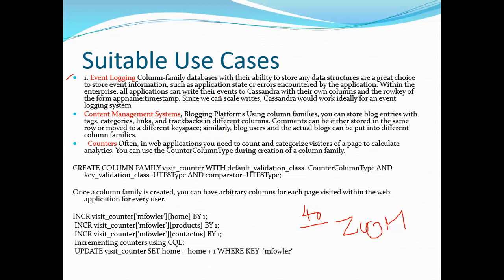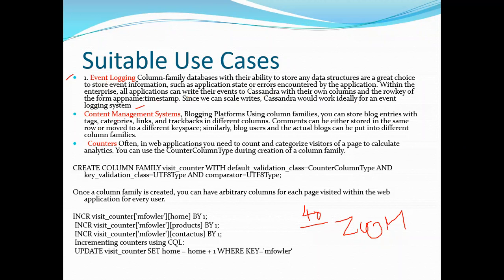So all applications can write their events to Cassandra with their own columns and a row key of the form application name and timestamp. So we can scale writes. Cassandra would work ideally for the event logging system. We have different kinds of column databases, and Cassandra will be helpful for the event logging use case.